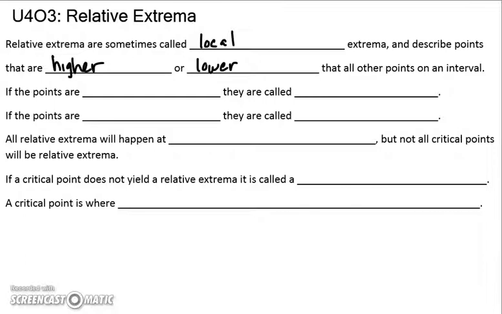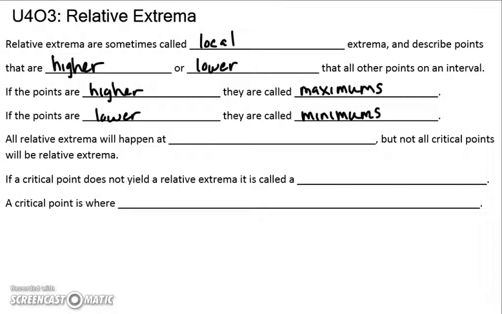So we've seen these things before. The points that are higher, we call those maximums, and the points that are lower, we're going to call those minimums. So you've seen relative max and mins before. They're not necessarily the highest overall, but they're the highest in a little area around it, so in its own little interval.